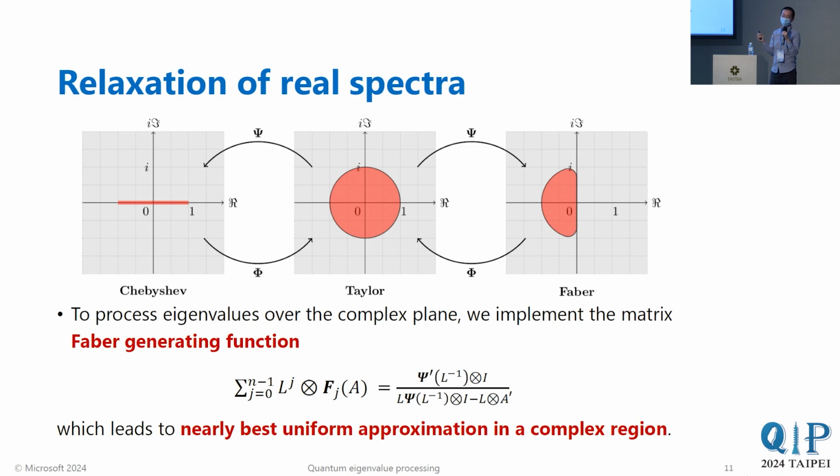Our suggestion would be to implement these things called Faber polynomials. Faber polynomials provide a nearly optimal solution for polynomial approximations over a complex region. The generating functions for the Faber polynomials are given there. Again, I don't think I have time to go into details, but this can also be efficiently implemented within block encoding. By doing that, you can achieve efficient eigenvalue processing over the complex plane.